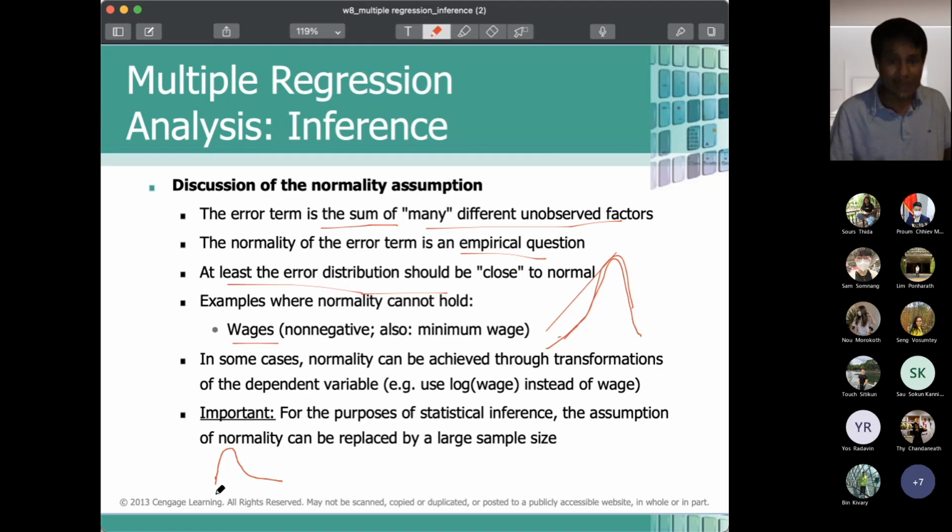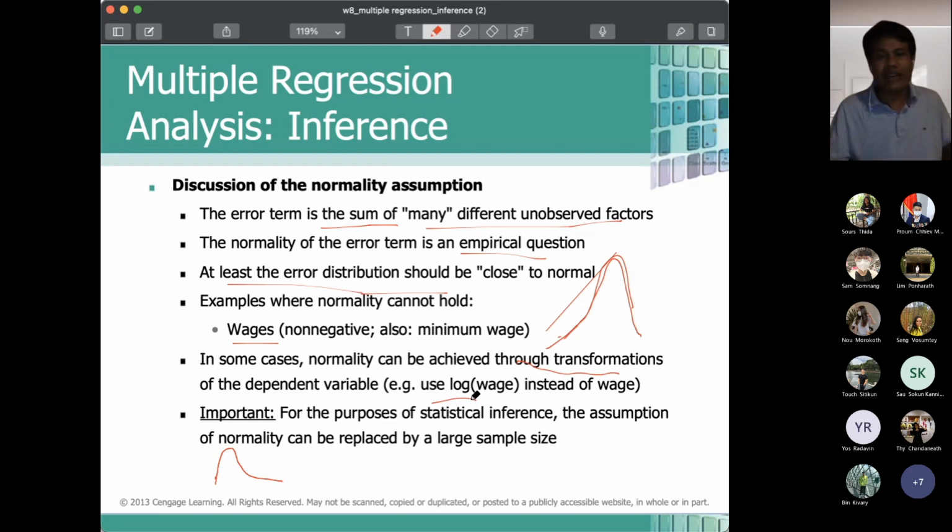So in some cases, if the data is not normally distributed, we can achieve normality through transformation, such as transforming the dependent variable: instead of using wage, we use the natural logarithm. I believe in another lecture I told you one reason for using log is to transform your data to have a normal distribution.